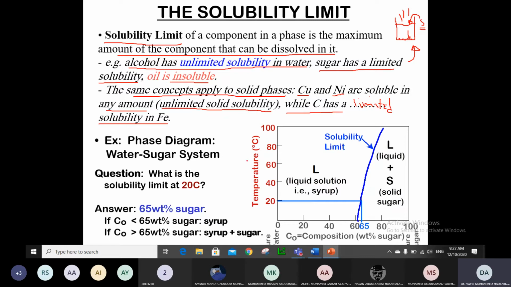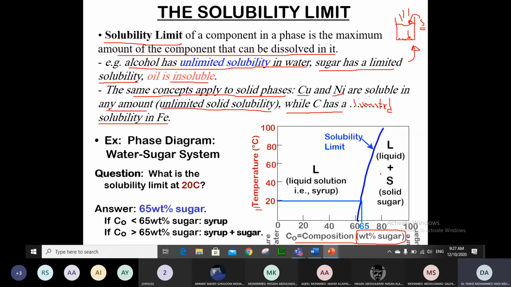So the phase diagram looks like this. On the vertical axis is the temperature, as you can see there, of course in degrees centigrade. Degree centigrade is what we are used to. And on the horizontal axis, you have the composition. In this case, we have the weight percentage of sugar. So that is the composition, and that is the temperature.